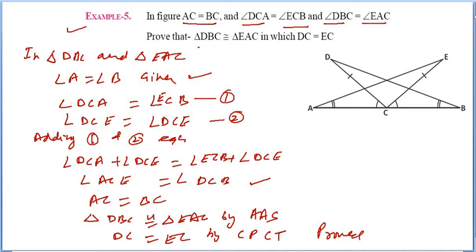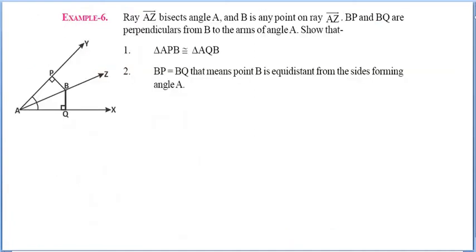Now come to the next example 6. This one is the example 6. Ray AZ bisects the angle A. That means both the angles, this angle and this angle, are equal. And BP and BQ are the perpendiculars from B on the arms of angle A, so we have to show this triangle is congruent.